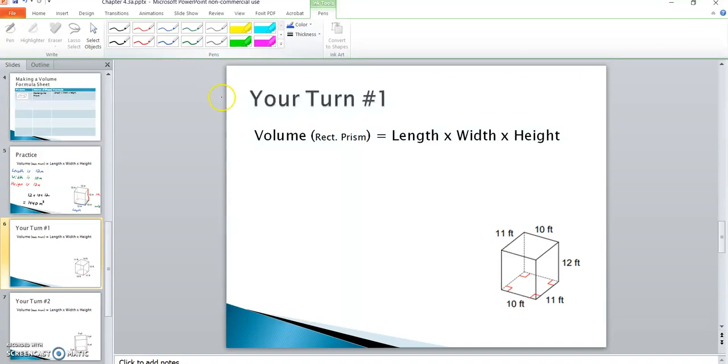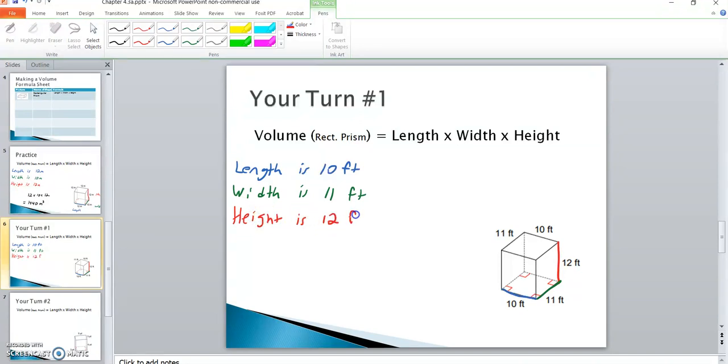All right, so let's go on to this one. So for this rectangular prism, the length is 10 feet. The width is 11 feet. And the height is 12 feet.